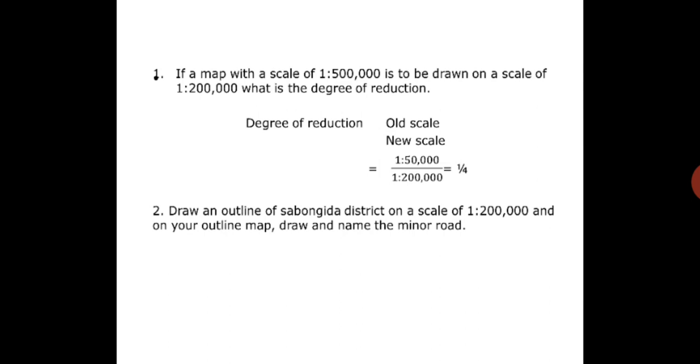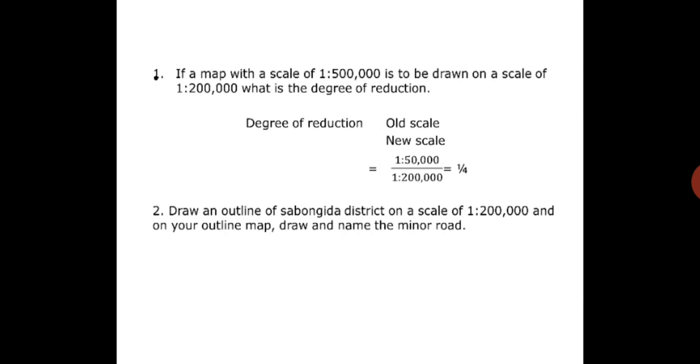So if we have old scale as 1:50,000 and new scale is 1:200,000, you just simply say 1:50,000 all over 1:200,000. That is equal to 1/4. That means you are asked to reduce a given portion by 4 from its original size.